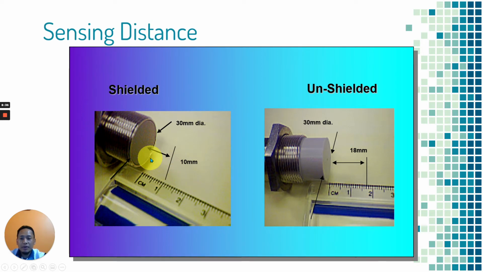As I mentioned before, in summary, it depends on the distance. For example, the shielded can reach up to 10 millimeters of sensing distance. On the other hand, the unshielded may reach up to 18 millimeters with the same size of sensor, 30 millimeters in diameter.